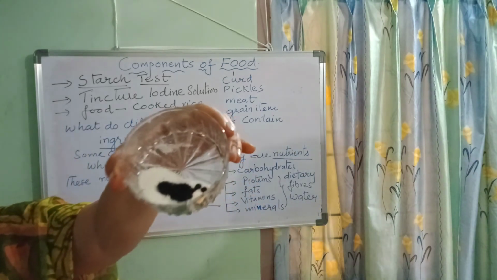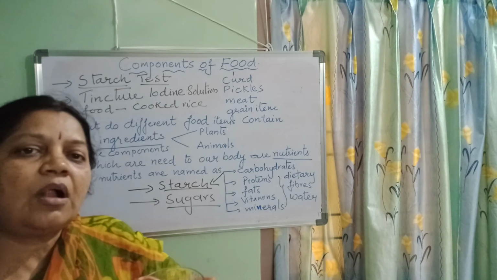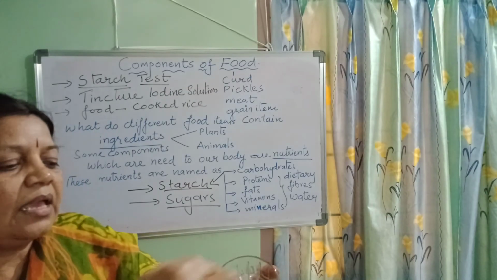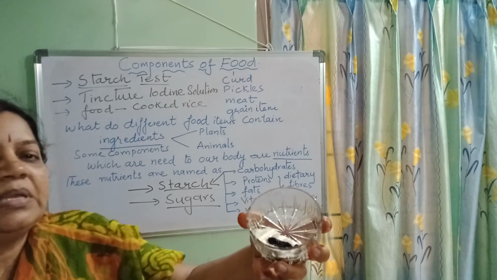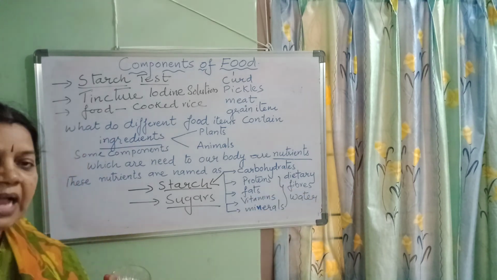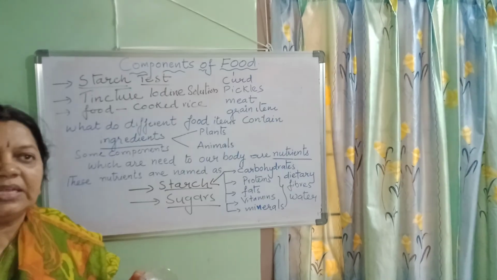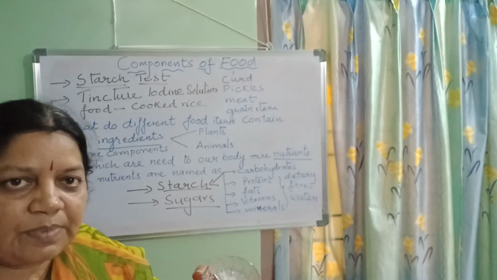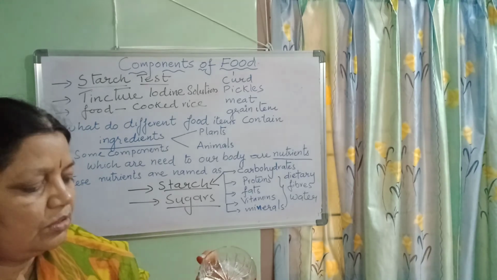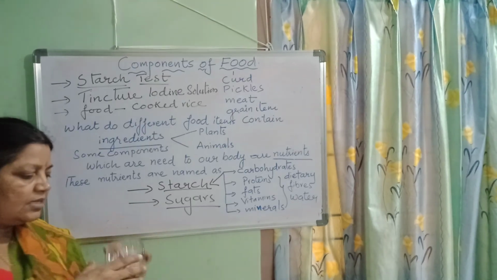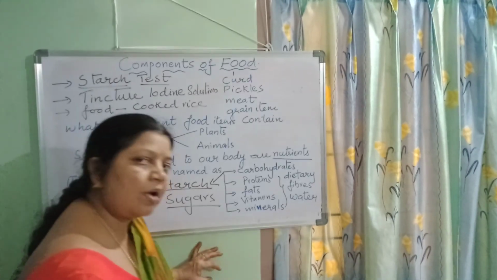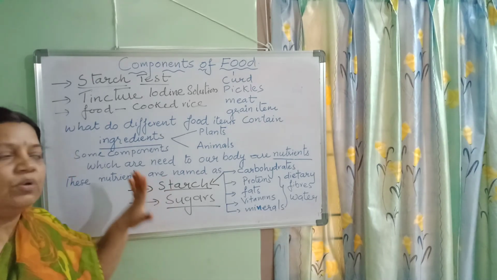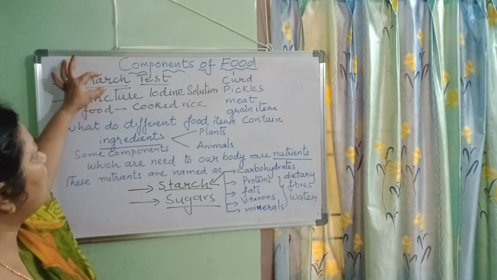Only 2 to 3 drops we have to add. We should not add more. Okay, children? If we add too much, the quantity changes and there is no use of doing the test. So according to the experiment, we add 2 to 3 drops, and it completely changes into blue black. We took raw material and cooked food also. Today we learned only the starch test.